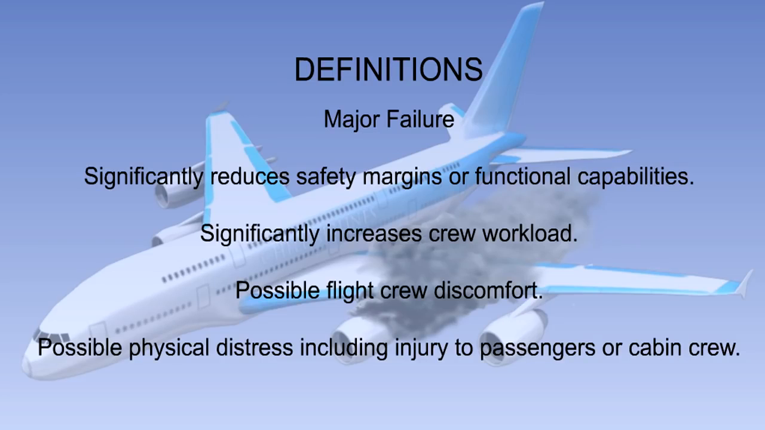well within their capabilities. There may be some physical discomfort to passengers or cabin crew. Third is a major failure. This will lead to a significant reduction in safety margins or functional capabilities, a significant increase in crew workload, possible flight crew discomfort, and possible physical distress, including injury to passengers or cabin crew.